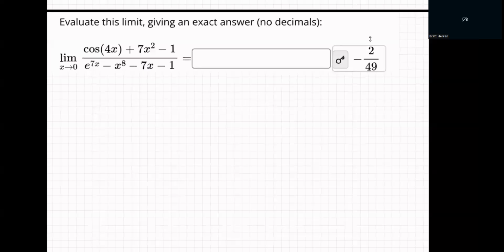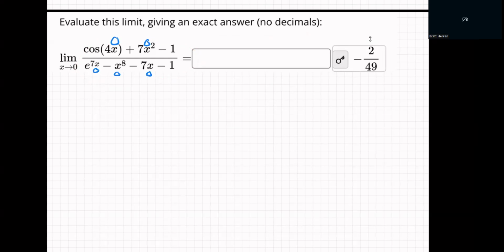This question says, evaluate this limit, give an exact answer, no decimals. So we'll get this limit. Okay, so first thing you do is just plug it on in there. Plug in the zero, plug in the zero, plug in the zero. What are we going to get?